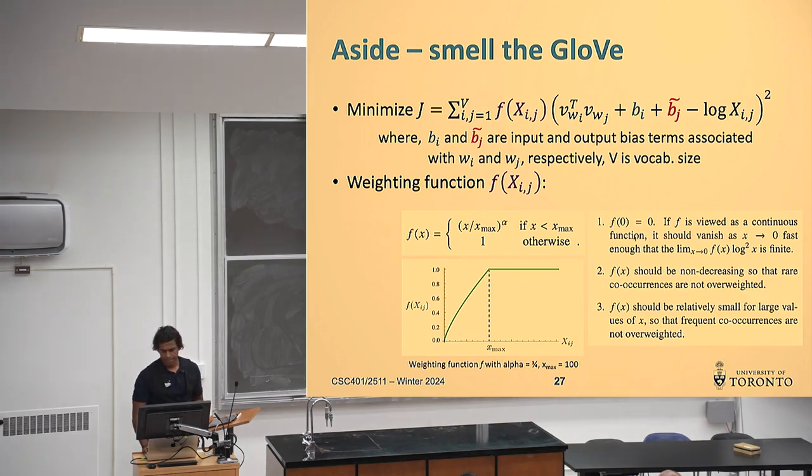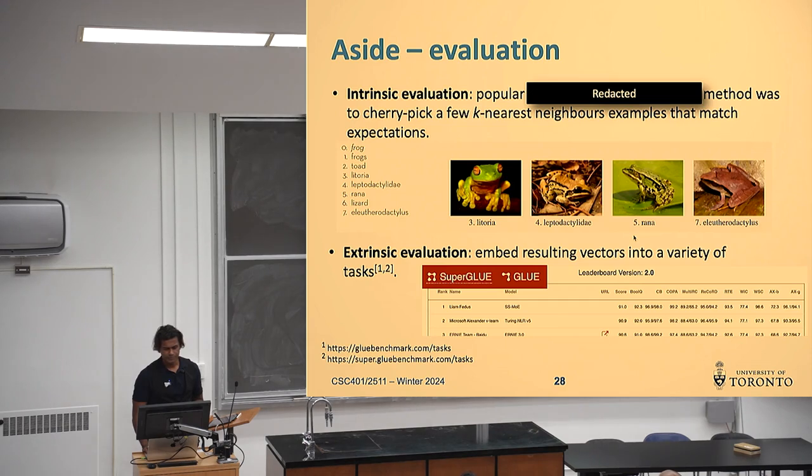All right, so now let's talk about evaluation. Now that we have looked at some ways to get word embeddings, how do we know which one is better or which one is worse? How do you evaluate these embeddings?